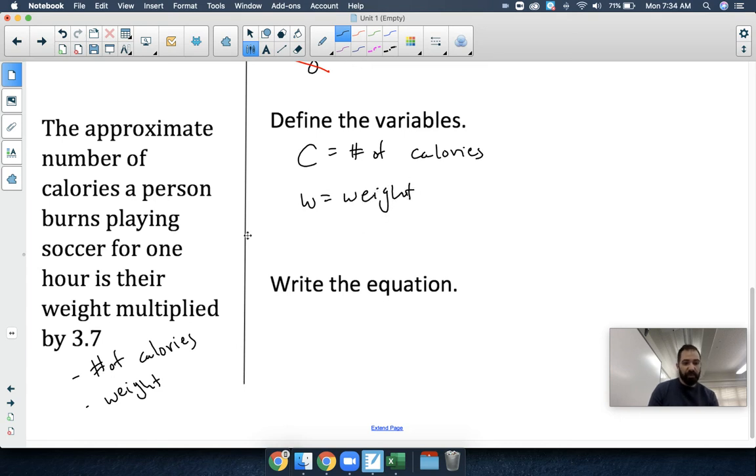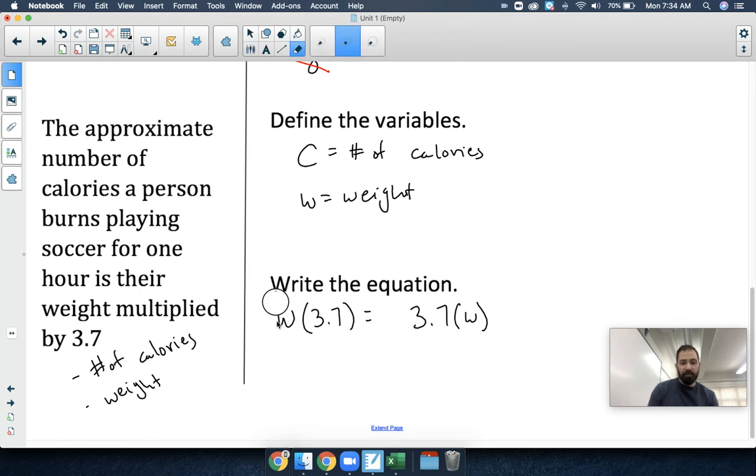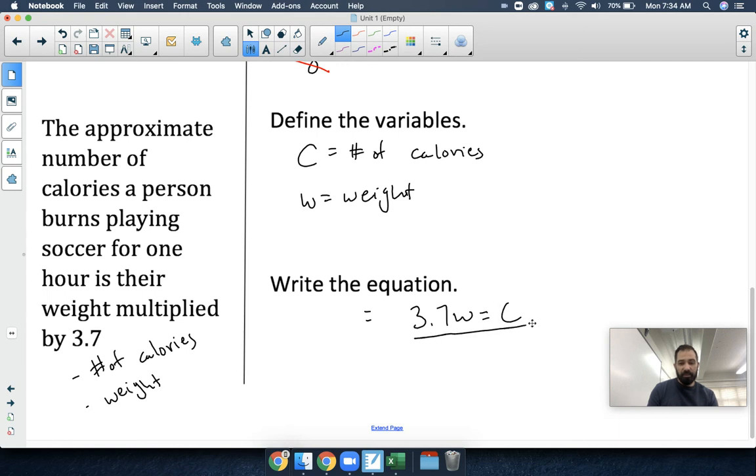Let's write the equation. We know that the calories burned for 1 hour is my weight multiplied by 3.7. And I could actually write that a different way. I would write that as 3.7 times W, or 3.7 W. Remember, we try to write the variable after the numbers. I'm going to write it just like this. 3.7 W, and that equals our total calories burned in 1 hour. And that's it. That's your equation.